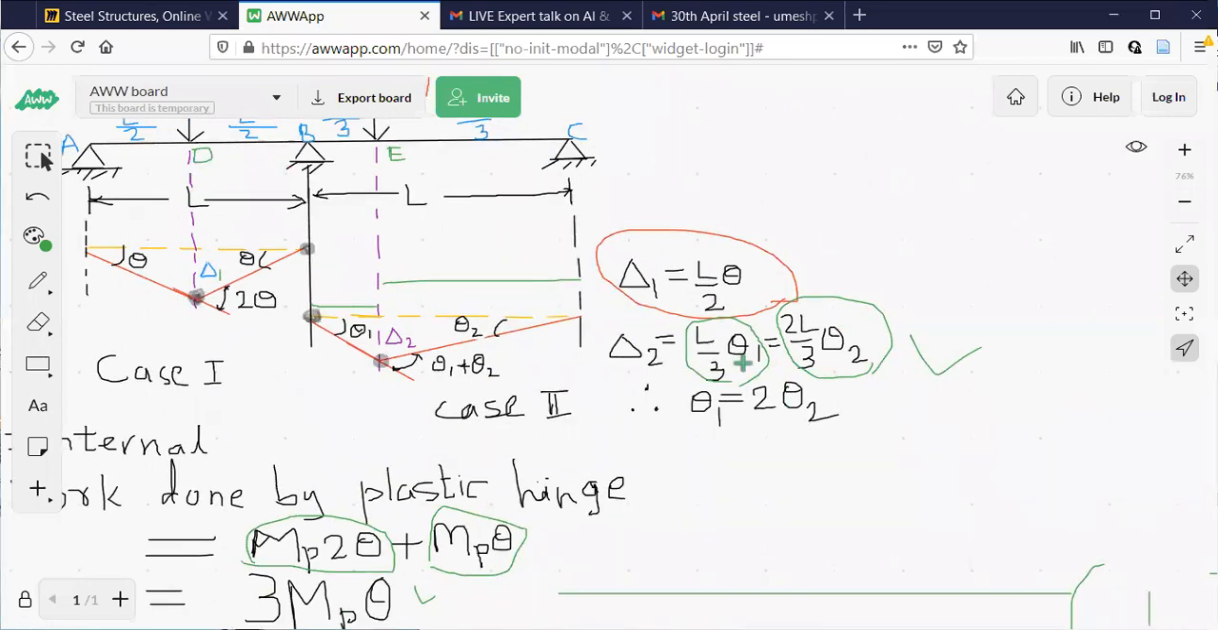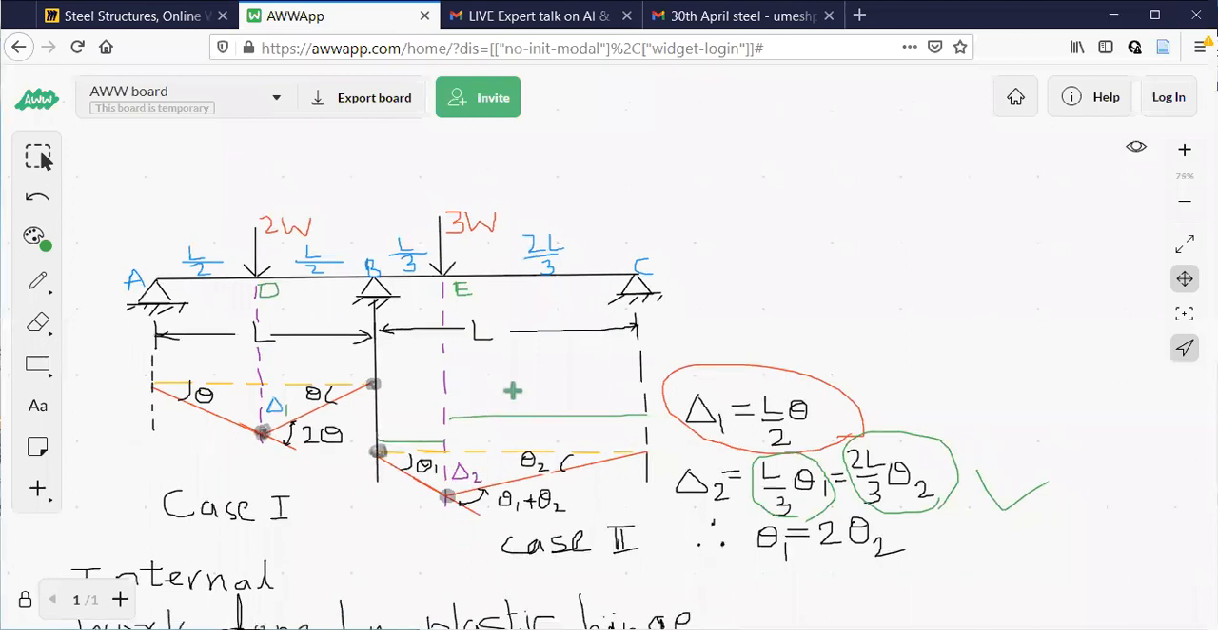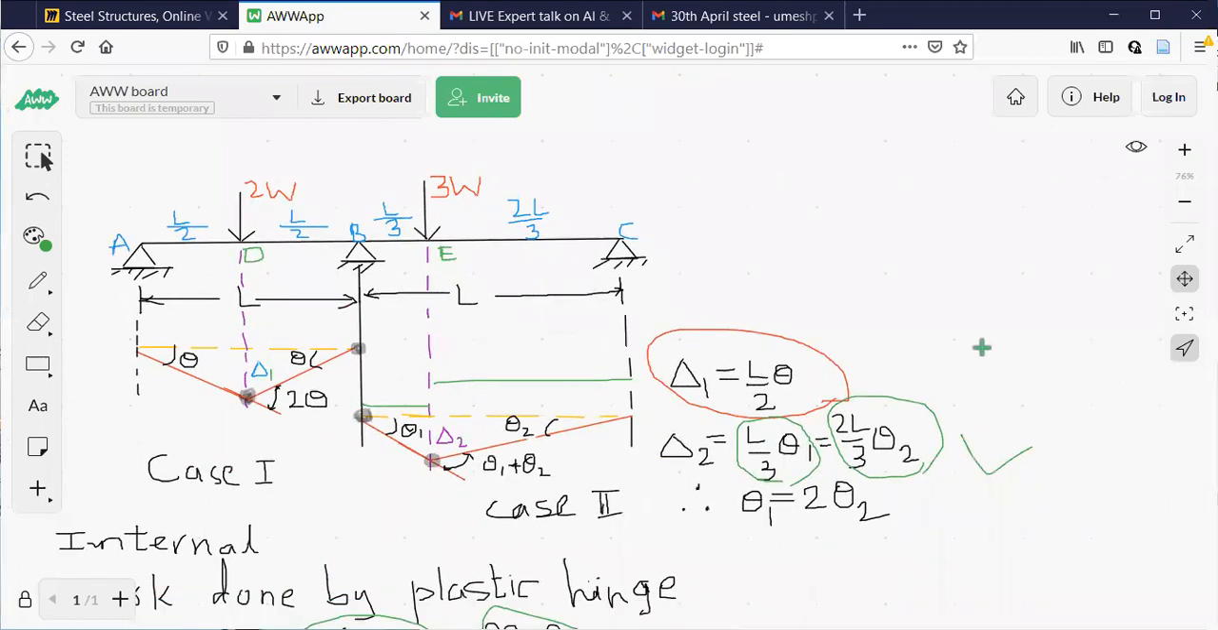First, as you know, external work done is 3W into delta 2. It is as simple as that. External work done is 3W into delta 2. So no need to think too much about external work done, it is force into displacement. You should bother about the work done by the plastic hinges. Now observe here.